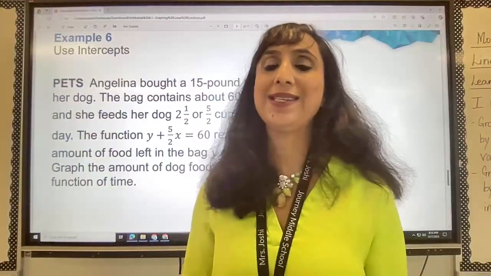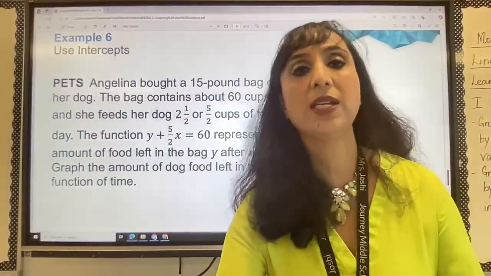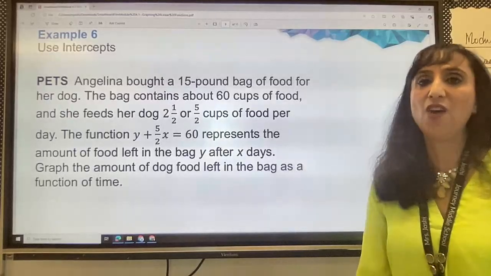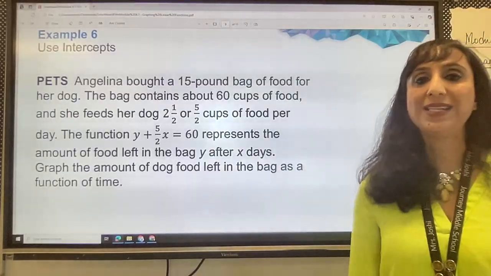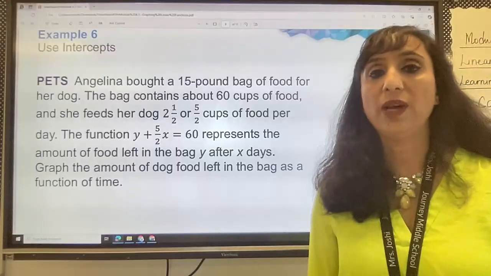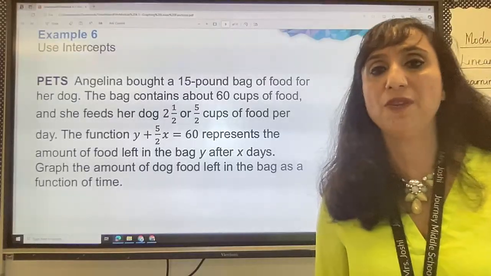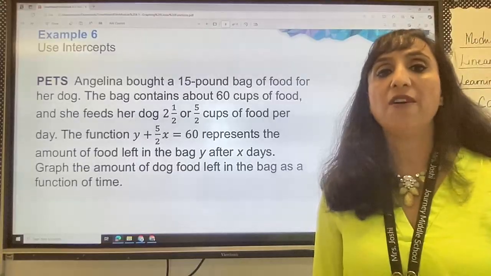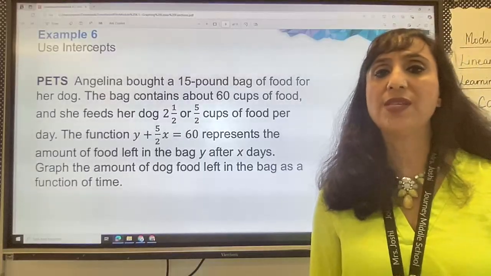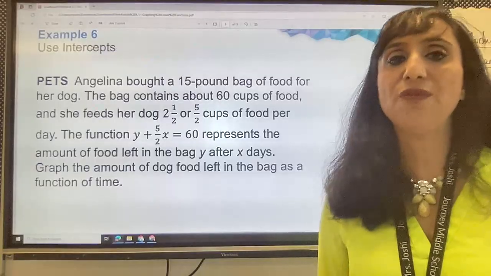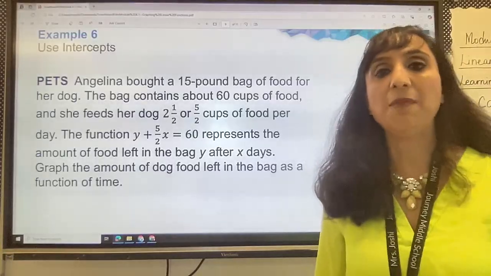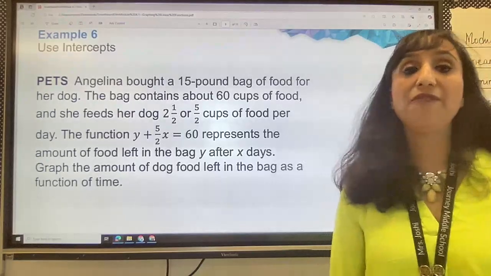So let's do one last question, and this is using intercepts. Pets. Angelina bought a 15-pound bag of food for her dog. The bag contains about 60 cups of food, and she feeds her dog 2.5, or 5/2, cups of food per day. The function y + 5/2x = 60 represents the amount of food left in the bag, y, after x days.